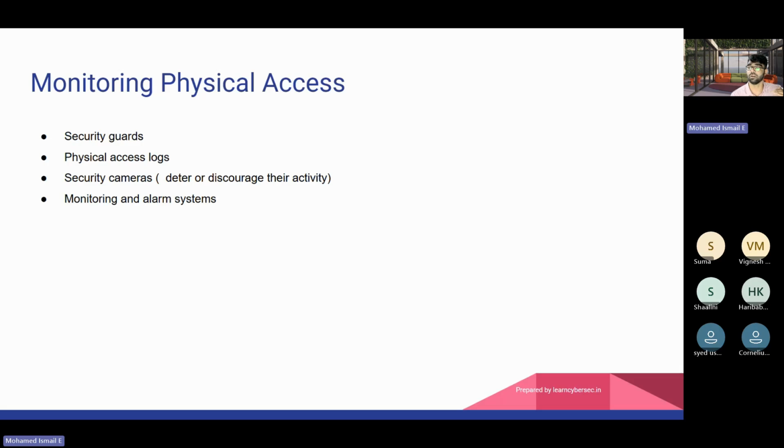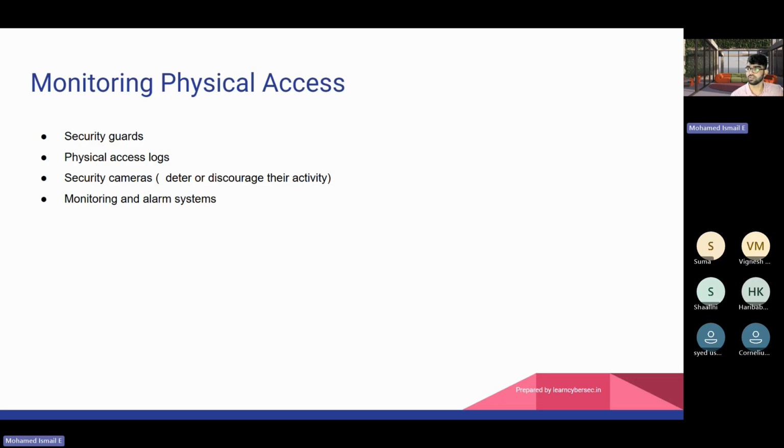So the first level of physical security is the security guard. How many security guards do I need to deploy for the front desk? How many security guards do I need for the entire building? What is their rotational shift? Do I need 24/7 weekend coverage? These all fall under security guards.